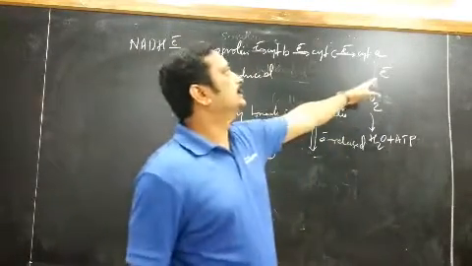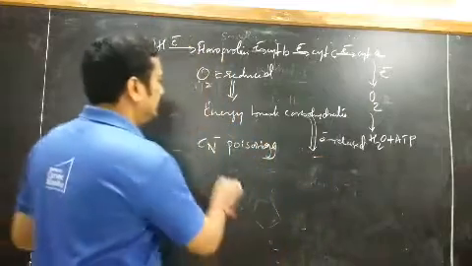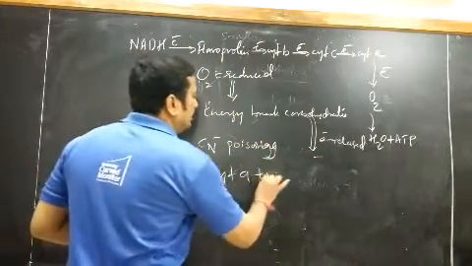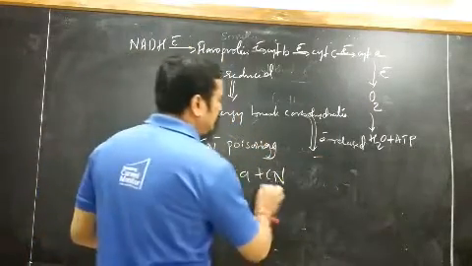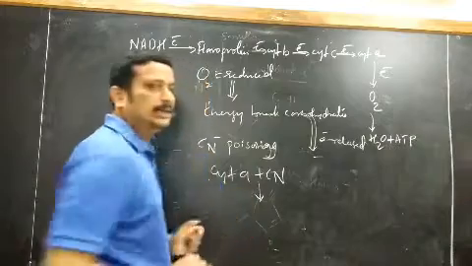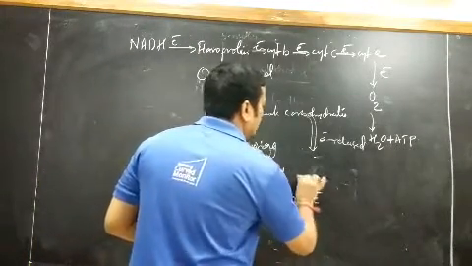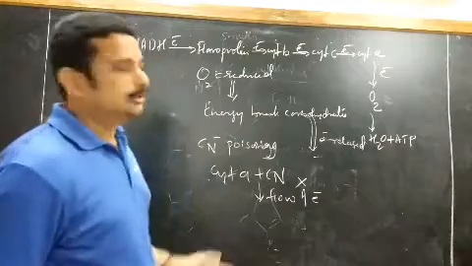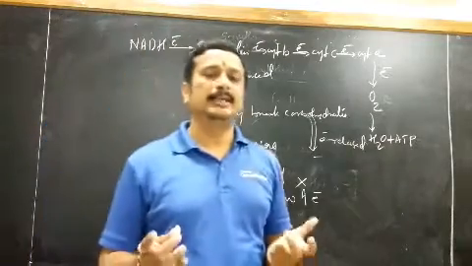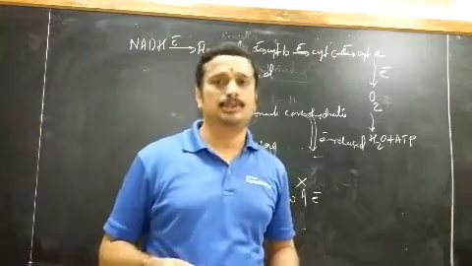So cytochrome A binds with cyanide and they form a complex, and there is no flow of electrons. So this is the case where the cell dies. That is what is called cyanide poisoning.